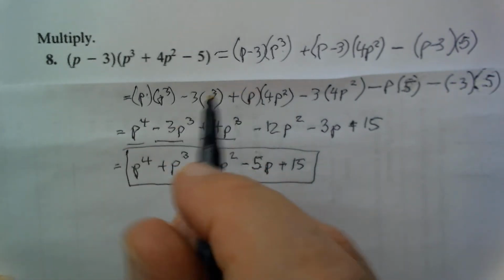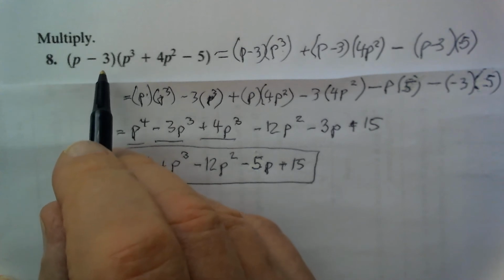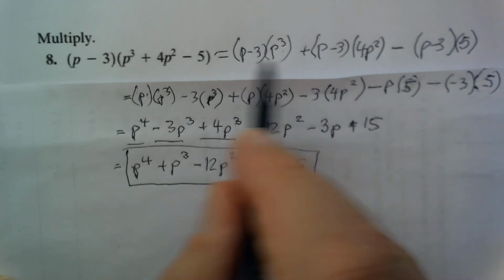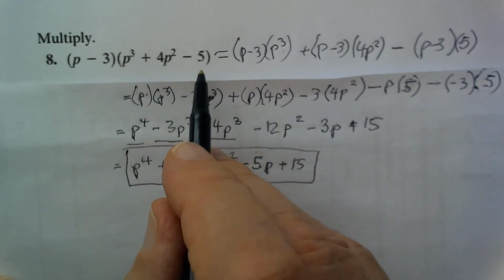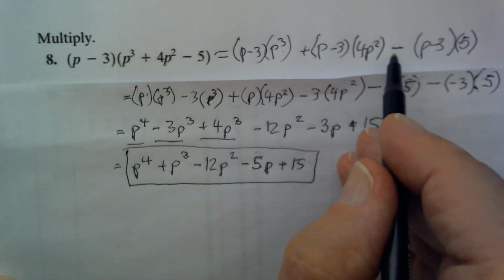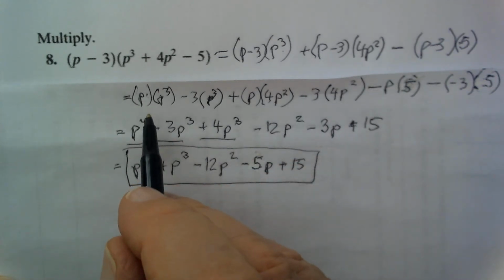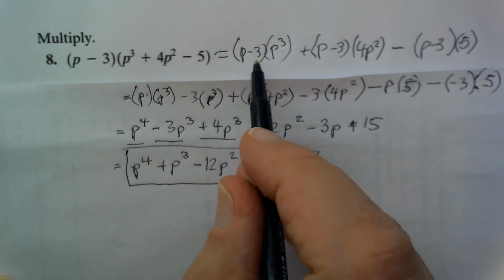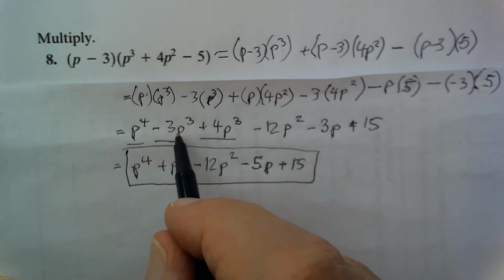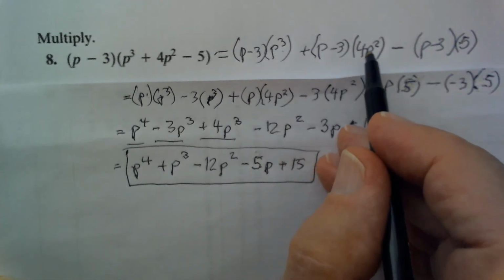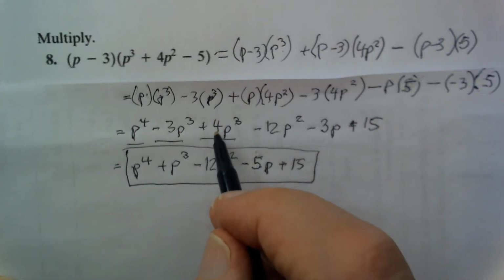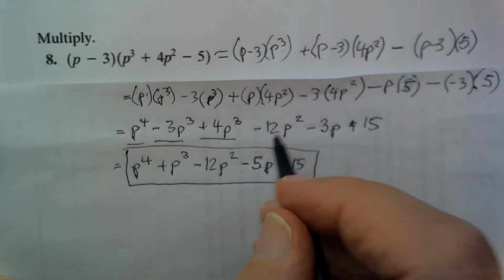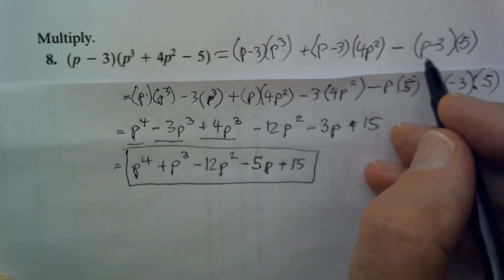So let's go over the steps again. So we multiply the binomial p minus 3 times p to the third, and p minus 3 times 4p squared, and p minus 3 times 5, but with a minus sign in front. So that gives us then p times p to the third, or p to the fourth, and minus 3 times p to the third, minus 3p to the third. And then 4p squared times p is 4p to the third. And then minus 3 times 4p squared is minus 12p squared.